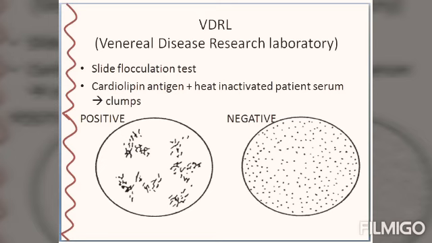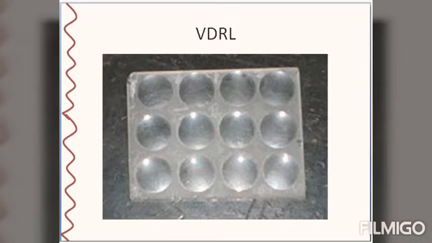So presence of clumps indicates a positive test, whereas absence of clump indicates a negative test. You can see the presence of clumps here. And this is a special type of cavity slide where we are performing this VDRL test.